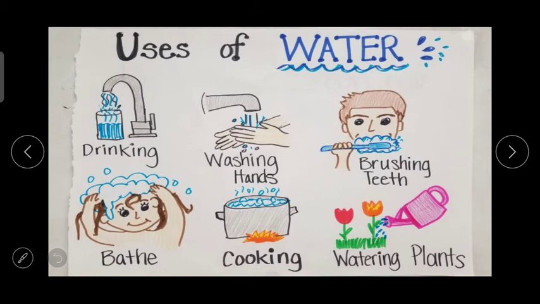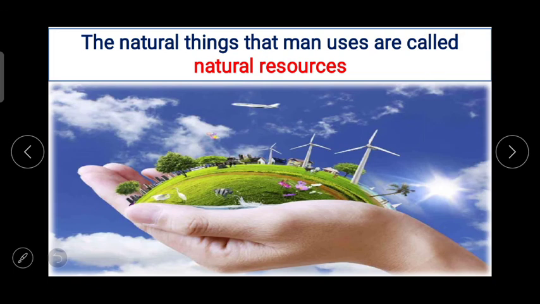So the natural things that man uses are called natural resources. The natural things that man uses are called natural resources.